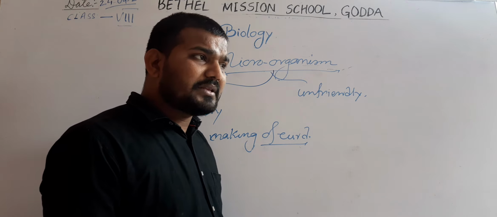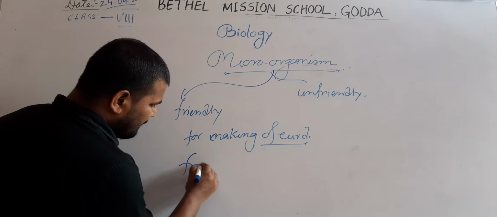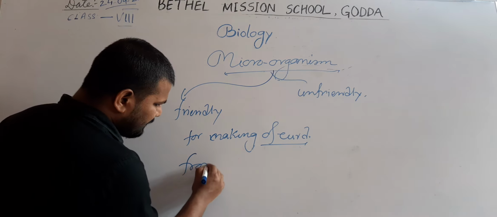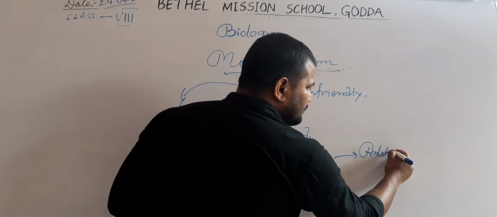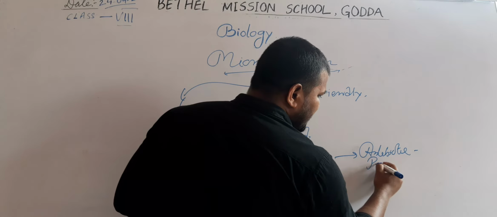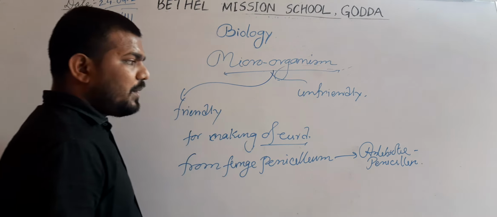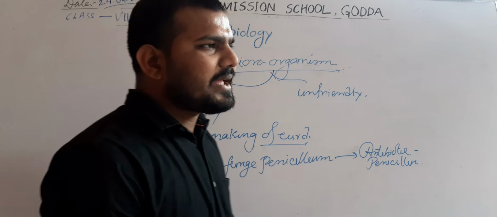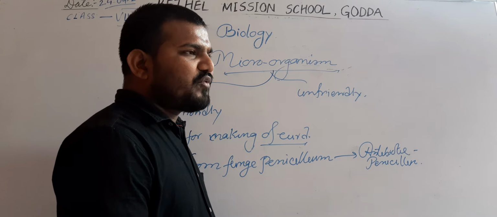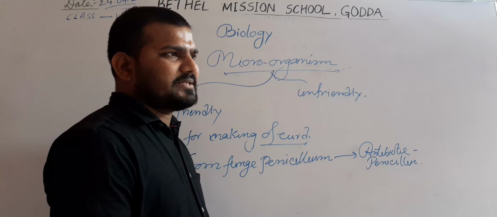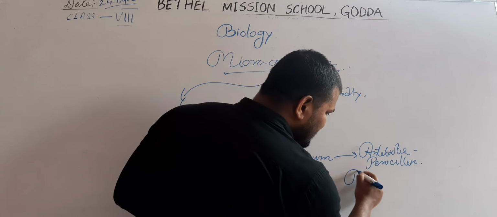So how can we prepare penicillin? From the fungus Penicillium, whose scientific name is Penicillium notatum, we can produce the antibiotic penicillin. This is a type of antibiotic. Similarly, some bacteria can also produce antibiotics. For example, from the bacteria Bacillus, we can produce the antibiotic bacitracin.